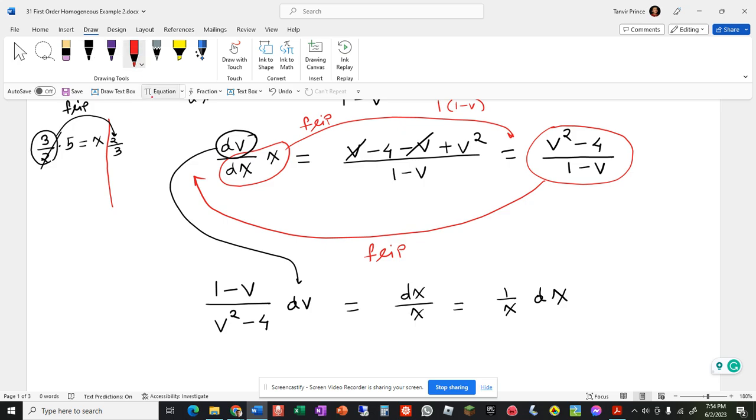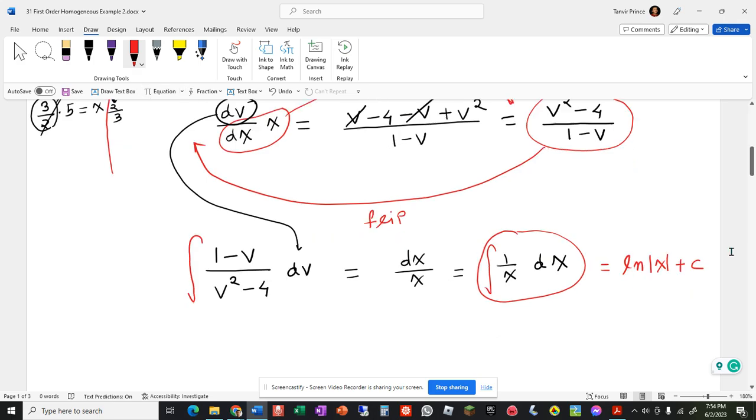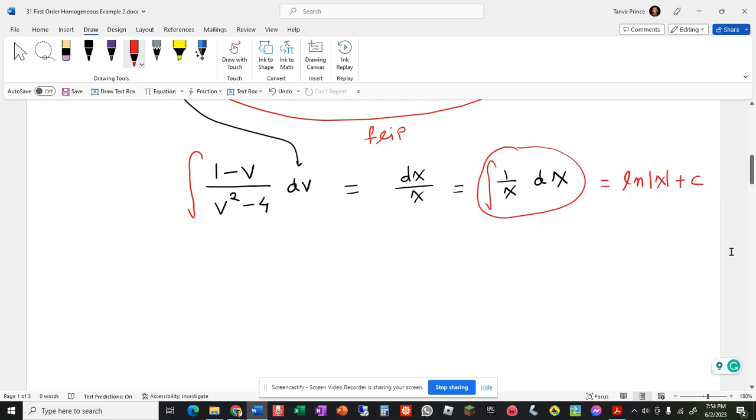Now you take the integral of both sides. Now this side is easy. That will be ln of x plus c. Don't forget the absolute value. Now, how do you do the integral of this side by hand, without any computer, showing all the work, right?